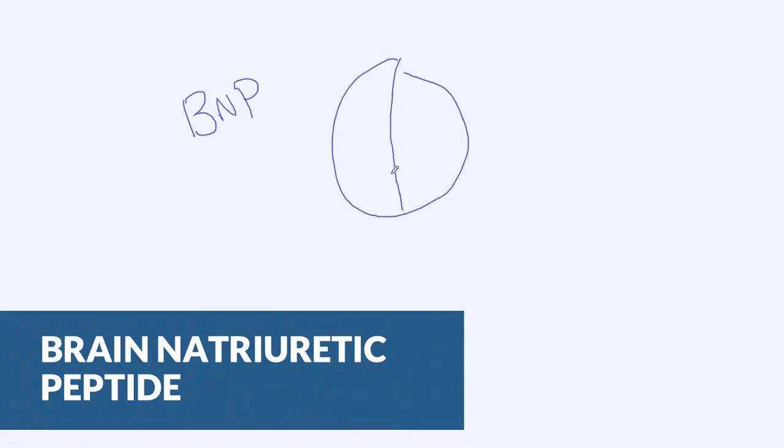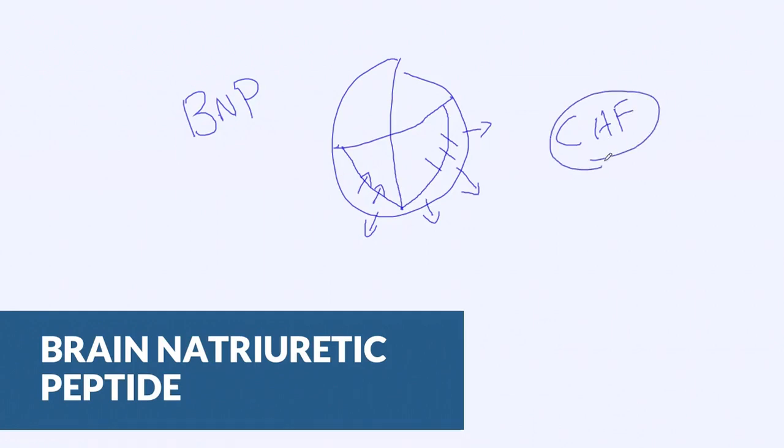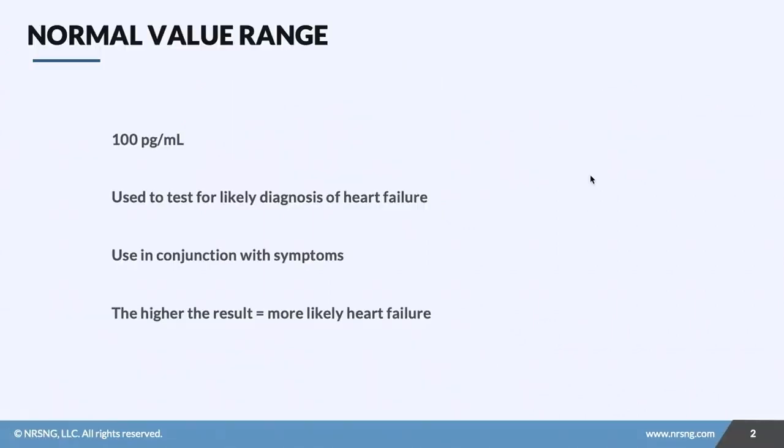In this lesson, we're going to talk about brain natriuretic peptide, or BNP. Let's pretend this is a heart here. This is our little heart diagram. BNP is released from the ventricles of the heart when the ventricles are stretched. So under conditions that cause stretch in the ventricles, we're going to have BNP released. What are some conditions that cause stretch? Well, the main one we're looking for here is congestive heart failure, or CHF.